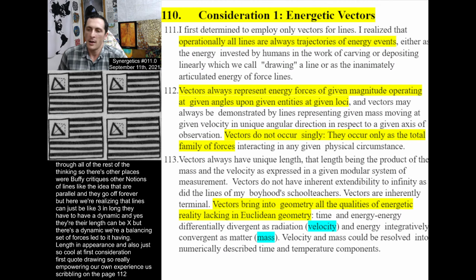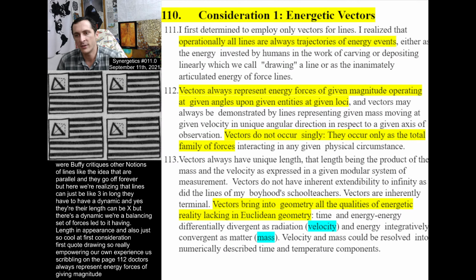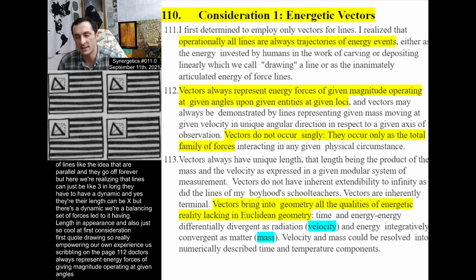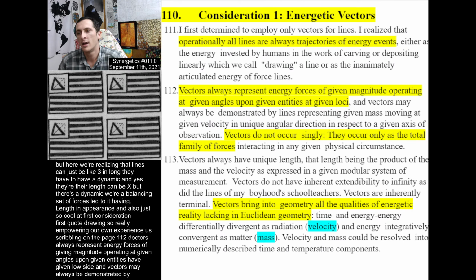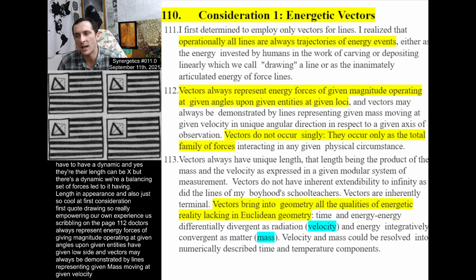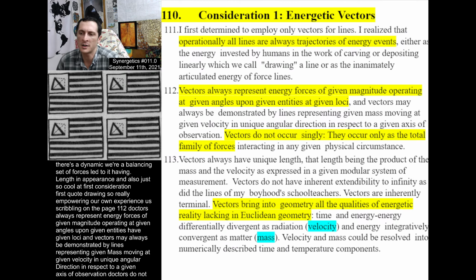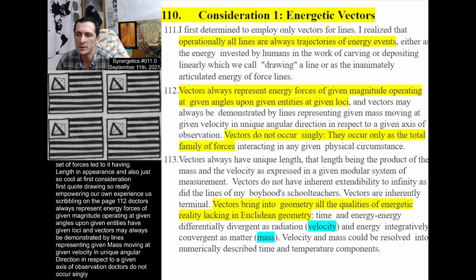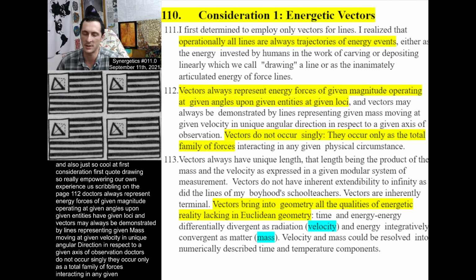112. Vectors always represent energy forces of given magnitude operating at given angles upon given entities at given loci. And vectors may always be demonstrated by lines representing given mass moving at given velocity in unique angular direction in respect to a given axis of observation. Vectors do not occur singly. They occur only as the total family of forces interacting in any given physical circumstance.